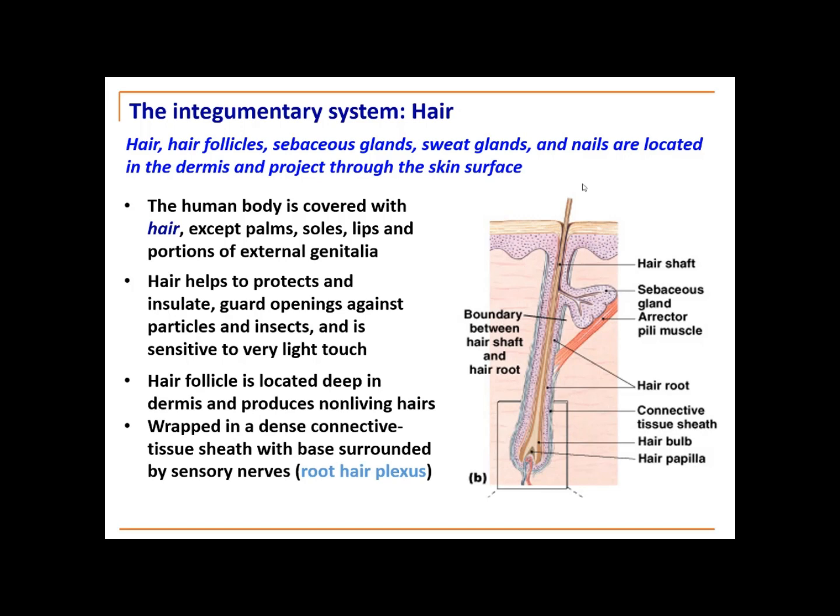The hair follicle itself is located deep in the dermis and produces these non-living hairs. It's wrapped in a dense connective tissue sheath, which we've already talked about, with the base surrounded by sensory nerves, which is your root hair plexus. When your hairs move, it stimulates that root hair plexus and you get that sensation that something has touched your skin. And each hair follicle is lined by special keratin-producing cells which secrete keratin and other proteins that help to form the hair shaft as it grows outwards.